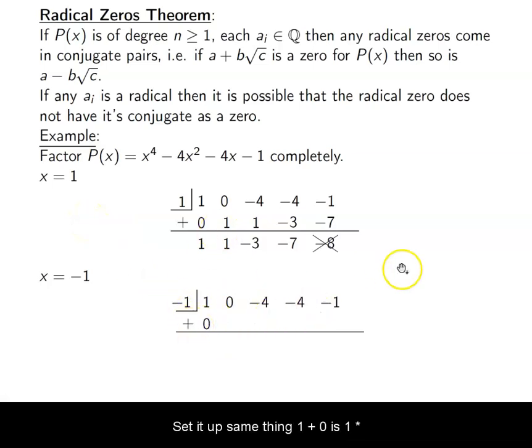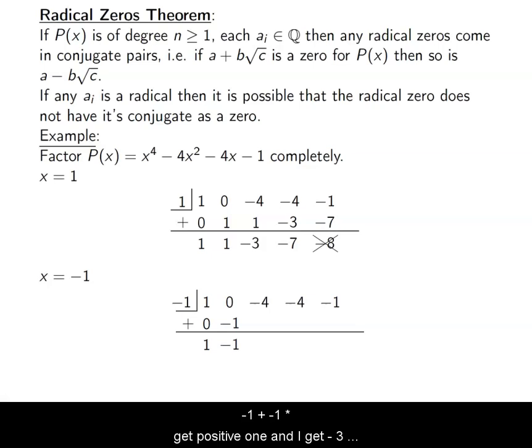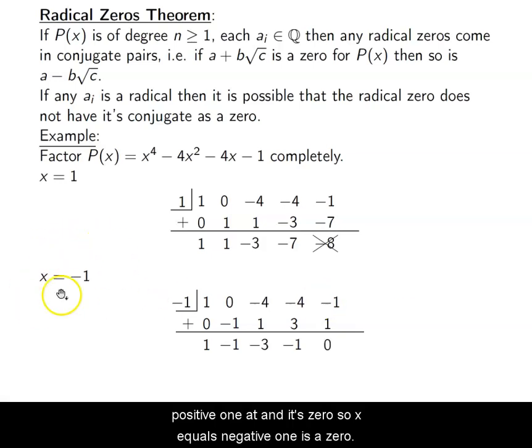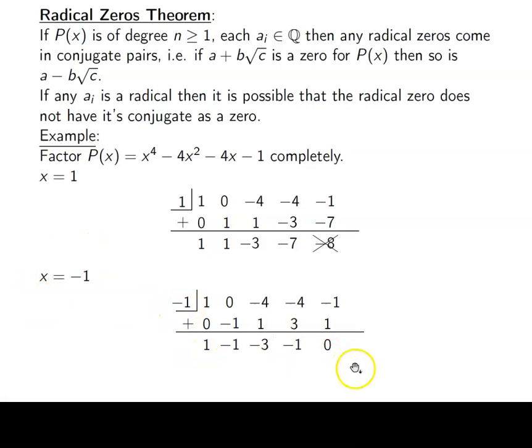Set it up, same thing, 1 plus 0 is 1. Multiply, I get negative 1. Add, I get negative 1. Multiply, I get positive 1. Add, I get minus 3. Multiply, I get positive 3. Add, I get negative 1. Multiply is positive 1. Add, and it's 0. So x equals negative 1 is a zero. Okay. So we know that that works.